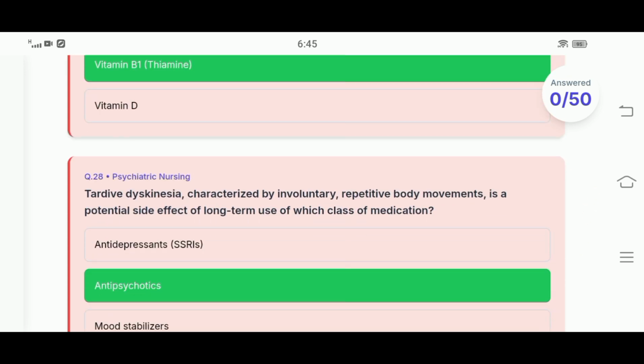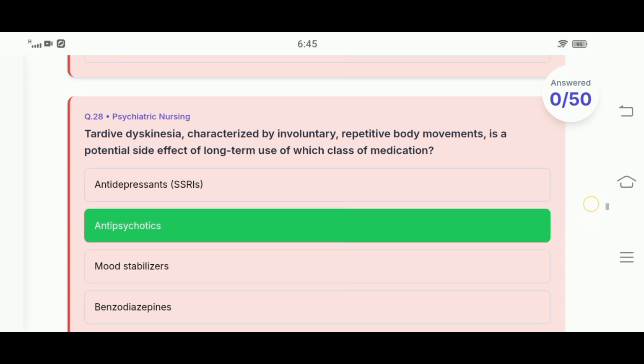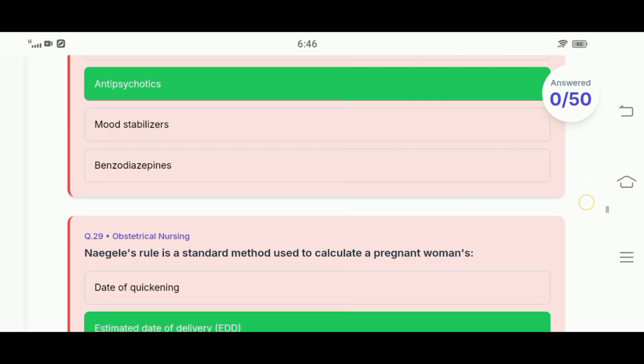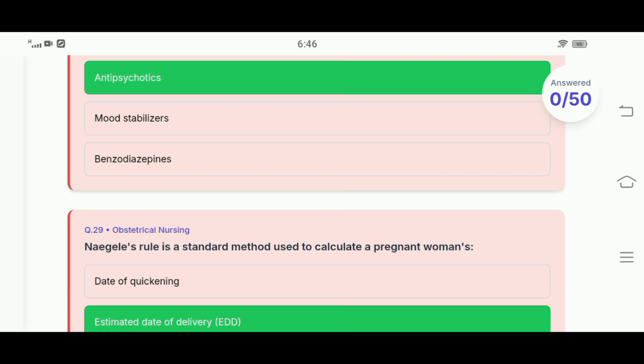Next, 28. Psychiatric nursing. Tardive dyskinesia, characterized by involuntary repetitive body movements, is a potential side effect of long-term use of which class of medication? Options are A. Antidepressants, SSRIs, B. Antipsychotics, C. Mood stabilizers, and D. Benzodiazepines. So the correct answer is B. Antipsychotics.